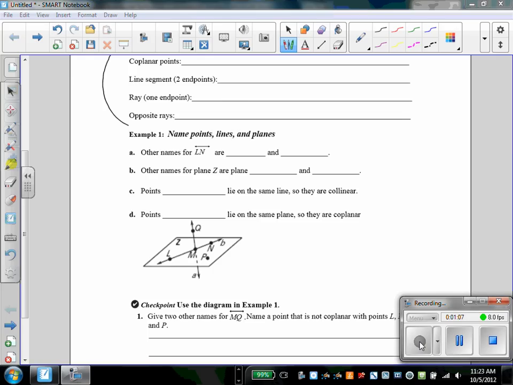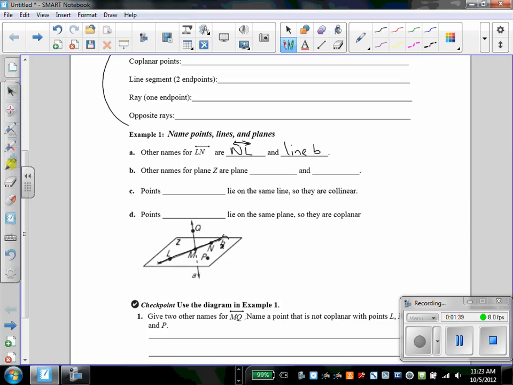It says, again, other names for LN. The first thing we can do is actually just reverse the letters. So we could, in fact, say that that is line NL. Notice that the line symbol is above the NL. The other thing that we want to recognize is that if this right here is line LN, this little letter right here is representing that entire line. So you can actually say line B. So you can say LN is line NL, or you can say line B.